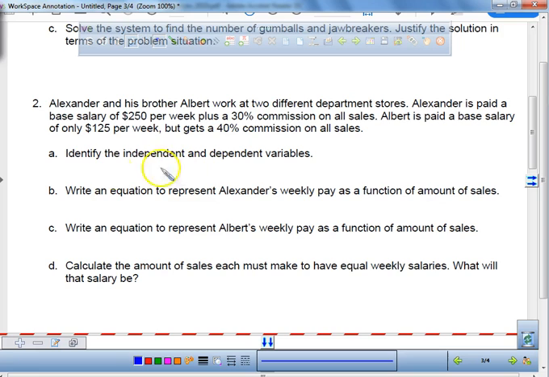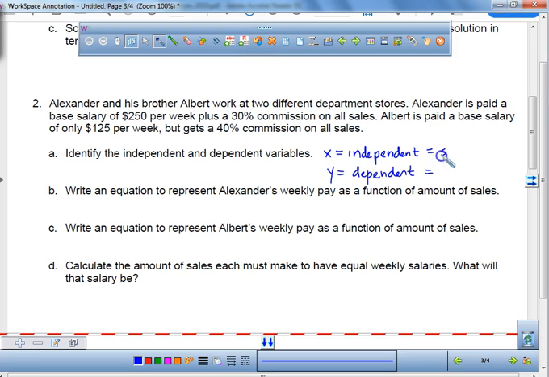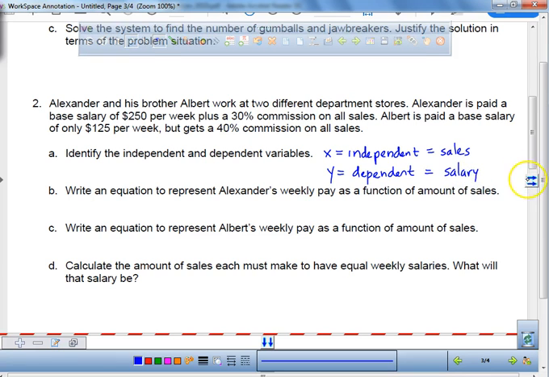Okay? So here's what I want you to do. It says identify the independent and the dependent variables. So here's what I want you to write. I want you to write x equals independent, because x will always be your independent value. Okay? But y equals the dependent value. And in our word problem, the x value will equal the sales. Like how much money they sell, all right? Now, the dependent value represents the salary, or how much money they earn, okay?